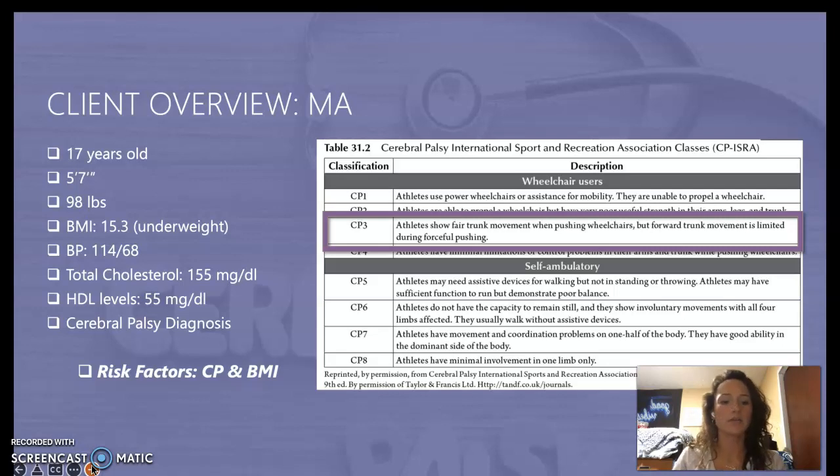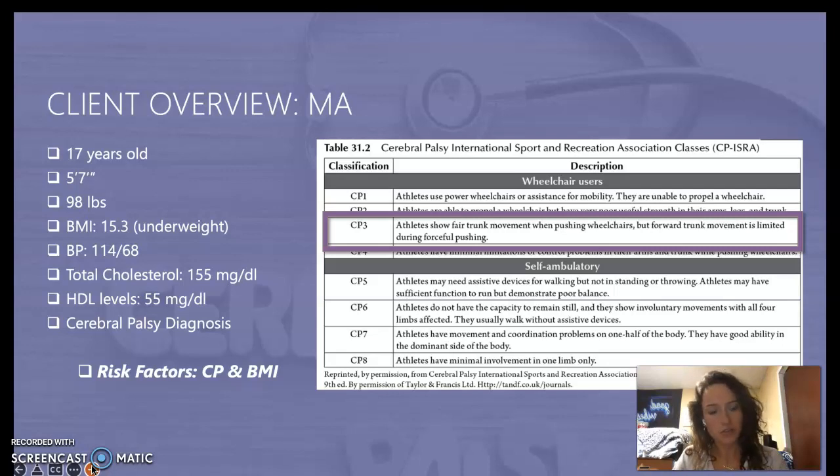Just a little client overview of MA. He is a 17-year-old teenager. He is 5'7", weighing 98 pounds, which, if calculated, gives a BMI of about 15.3, which is underweight and something to be mindful of. His blood pressure was 114/68 with his total cholesterol at 155 and his HDL levels at 55. And of course, he's been diagnosed with cerebral palsy.